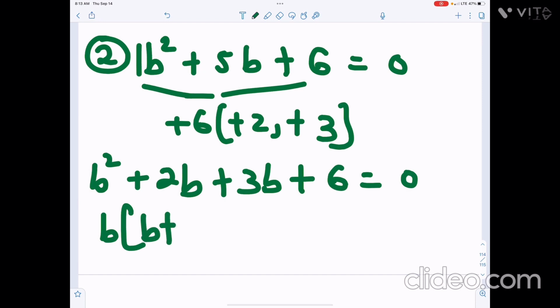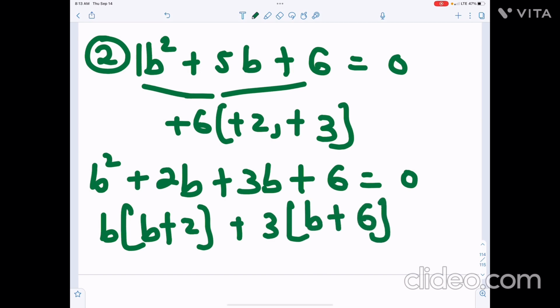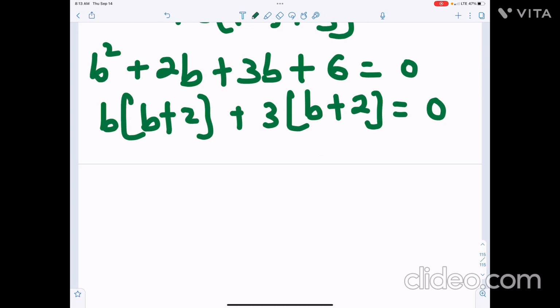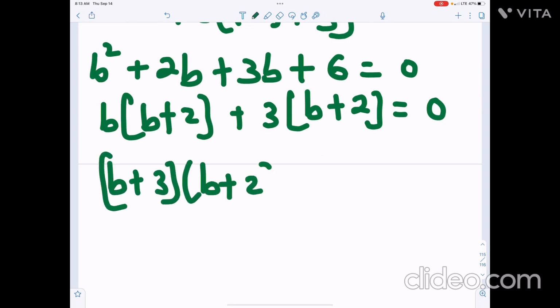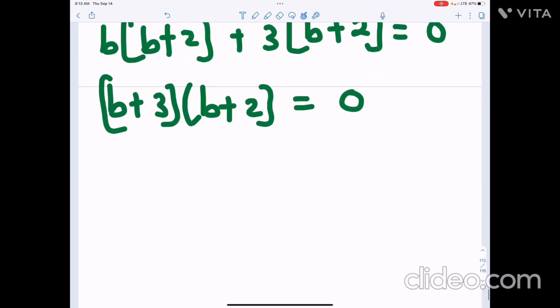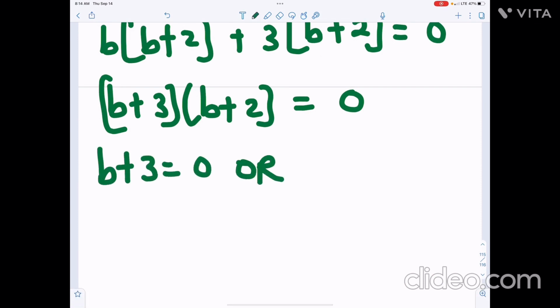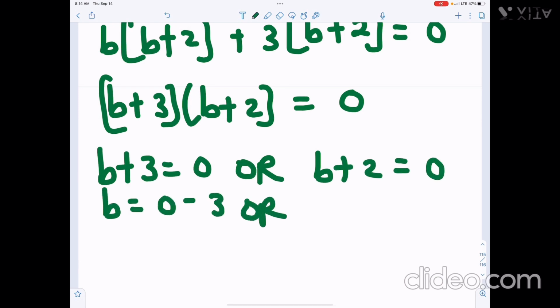I can be skipping some of the factorization steps now because I explained that a lot to you in the previous exercises, in order not to make this video too long. So you do the factorization manually yourself to double check if you need to. So this gives b plus 3 is 0 or b plus 2 is 0. That's b is 0 minus 3, or what?